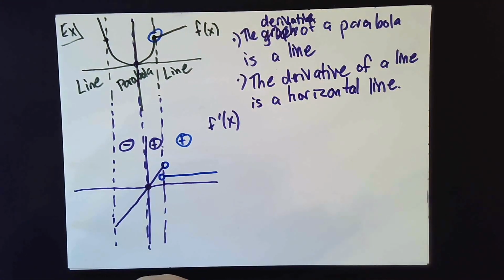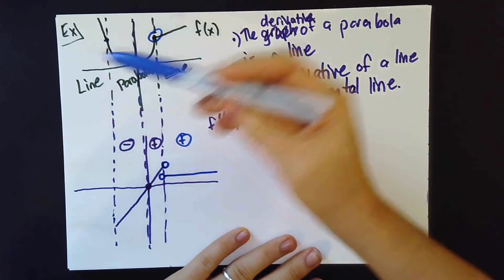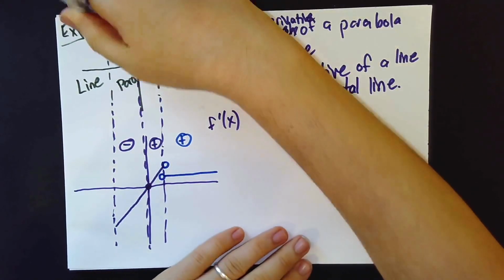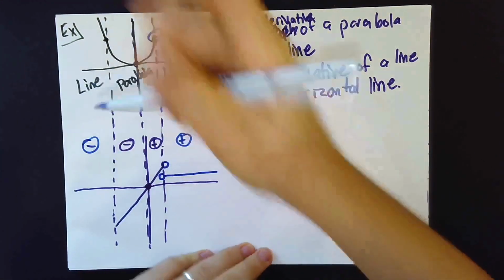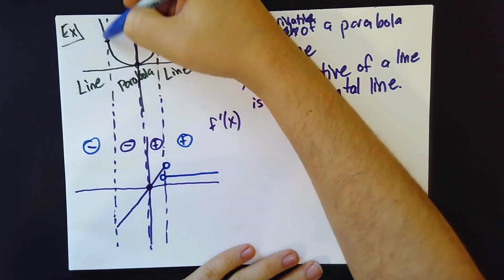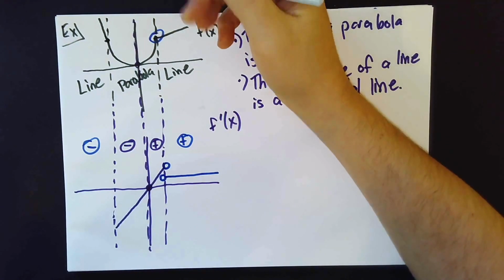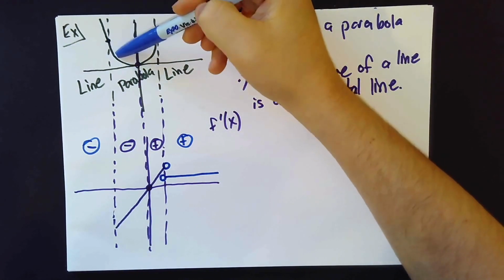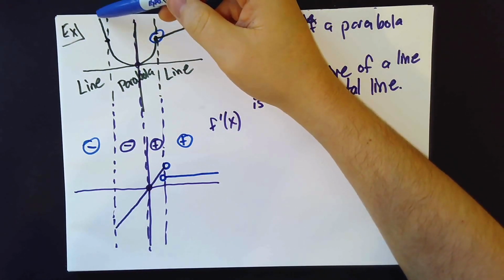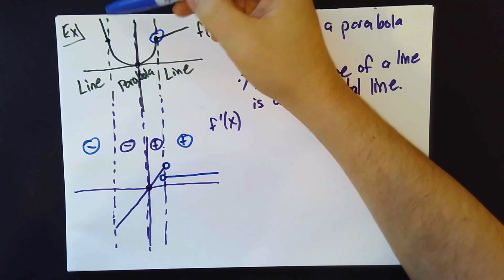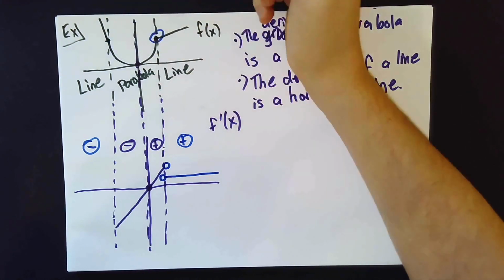Now, I have to play the same game over on the left. I have a line whose graph is going to be a horizontal line. It's going to be a horizontal line of negative slope. And I have to match that line up with the parabola. And so the question is, at this point where these two graphs join, is the slope of this line bigger than the slope of the parabola at that point? Is it less than the slope of the parabola? Or is it exactly the same?